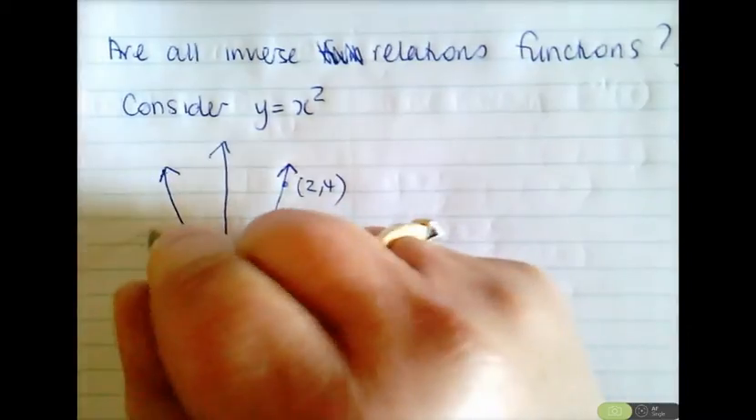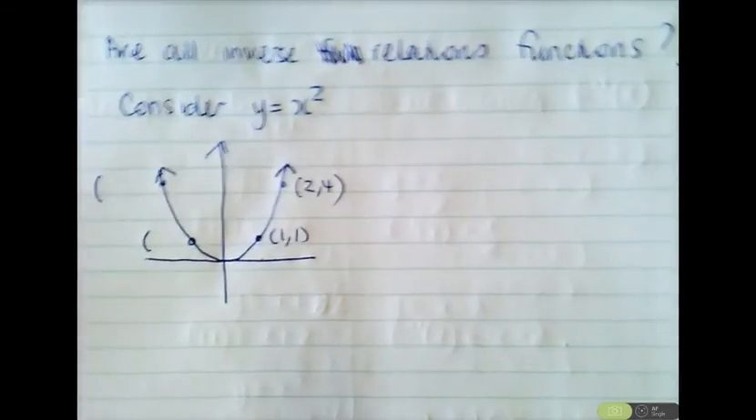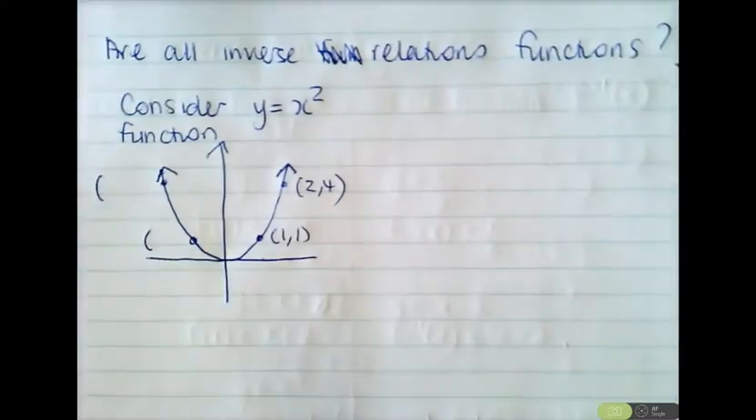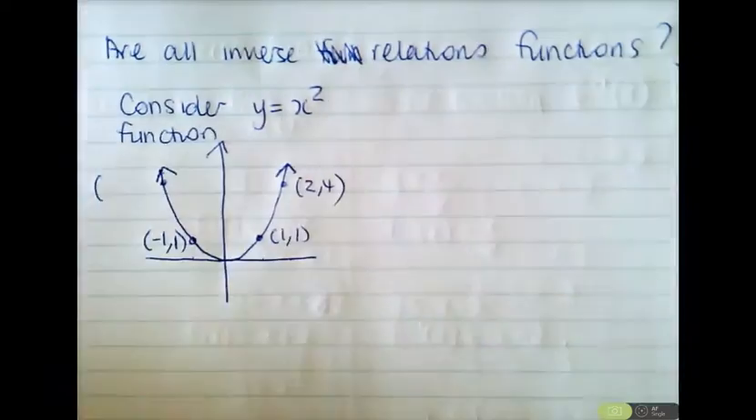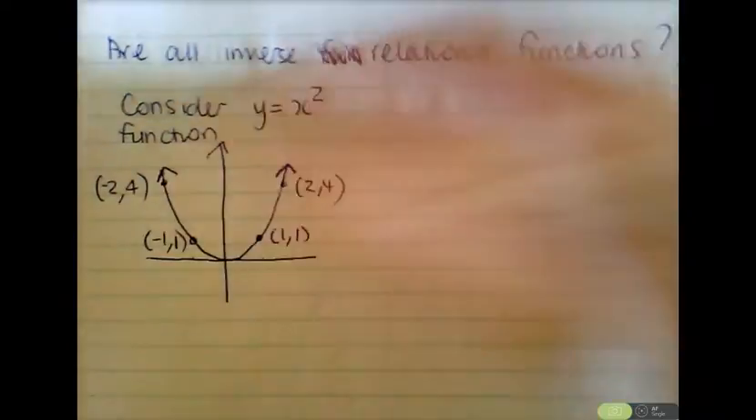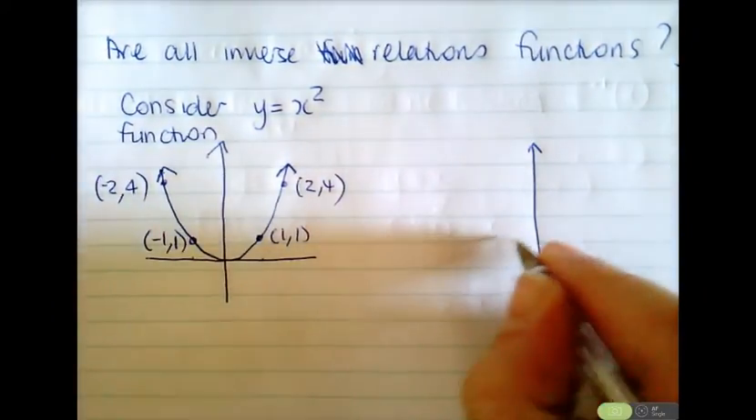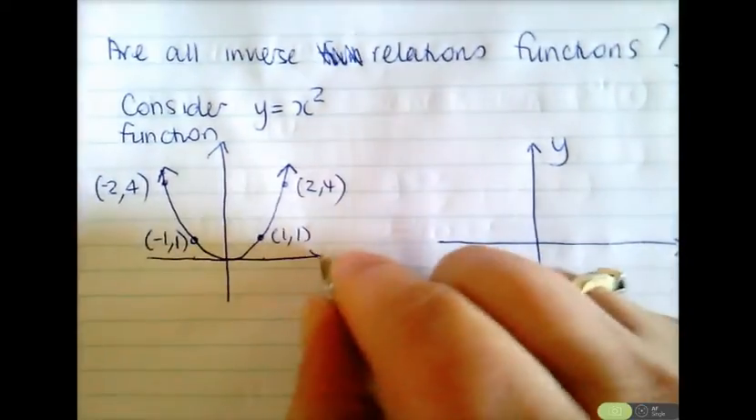And give me some other points over here. So consider the function y = x². Some points on it are (1, 1) and (2, 4). Can I have this point here, (-1, what)? (-1, 1) and (-2, 4). So what I'm going to do now, we're going to do exactly what we did before. We're going to draw the inverse relation by swapping x and y values, because that's the easiest and most accurate way to do it.